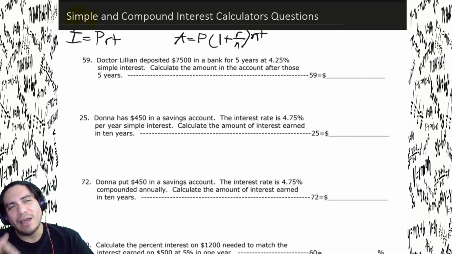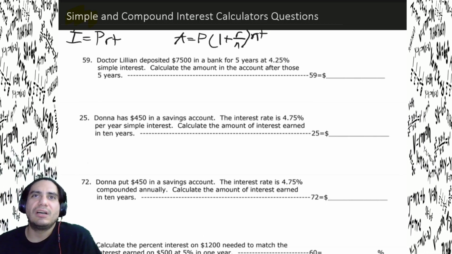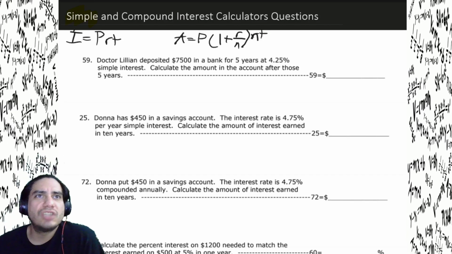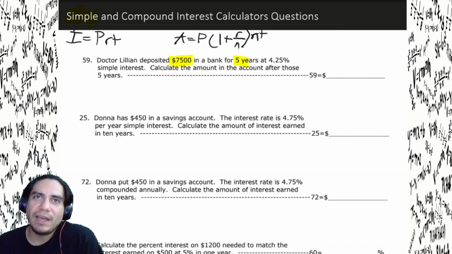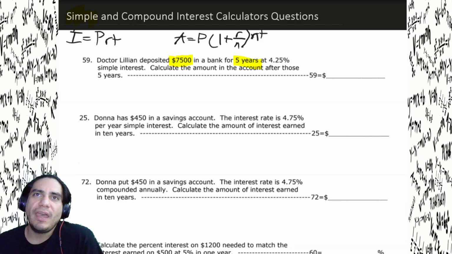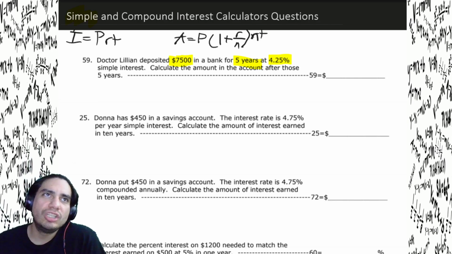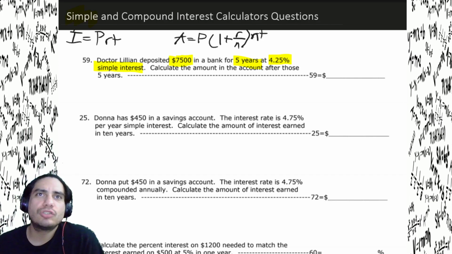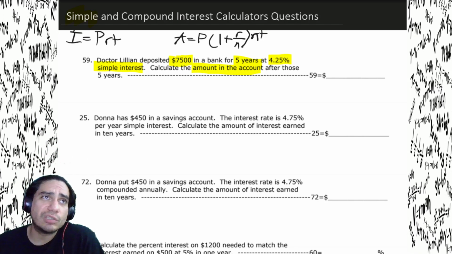There's another little formula that we got for simple interest, and we might be able to see it in a little bit. So first things first, we got ourselves Dr. Lillian. She's putting some of that money in the bank, 5 years. Okay, so we got our principal already. We got our time. And we got our rate right here. Okay, so the first thing we got to do is make sure we're using the right formula. Now, how do we know we're using a simple formula? Because it's a simple interest right there.